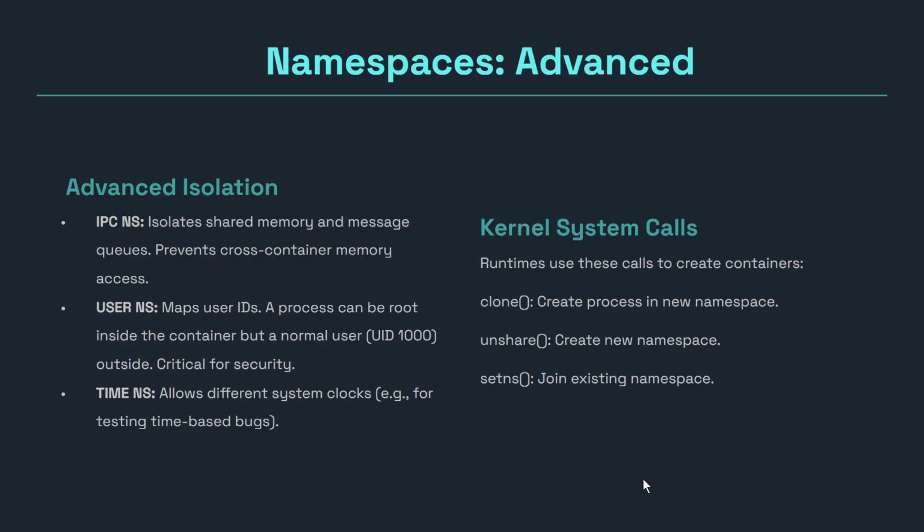Namespaces also provide isolation on a more advanced level, like inter-process communication or IPC namespace. It isolates shared memory and message queues, preventing cross-container memory access. Next is user namespace. This is a critical security feature that maps user IDs, allowing a process to be root or admin inside the container, but a normal user outside.